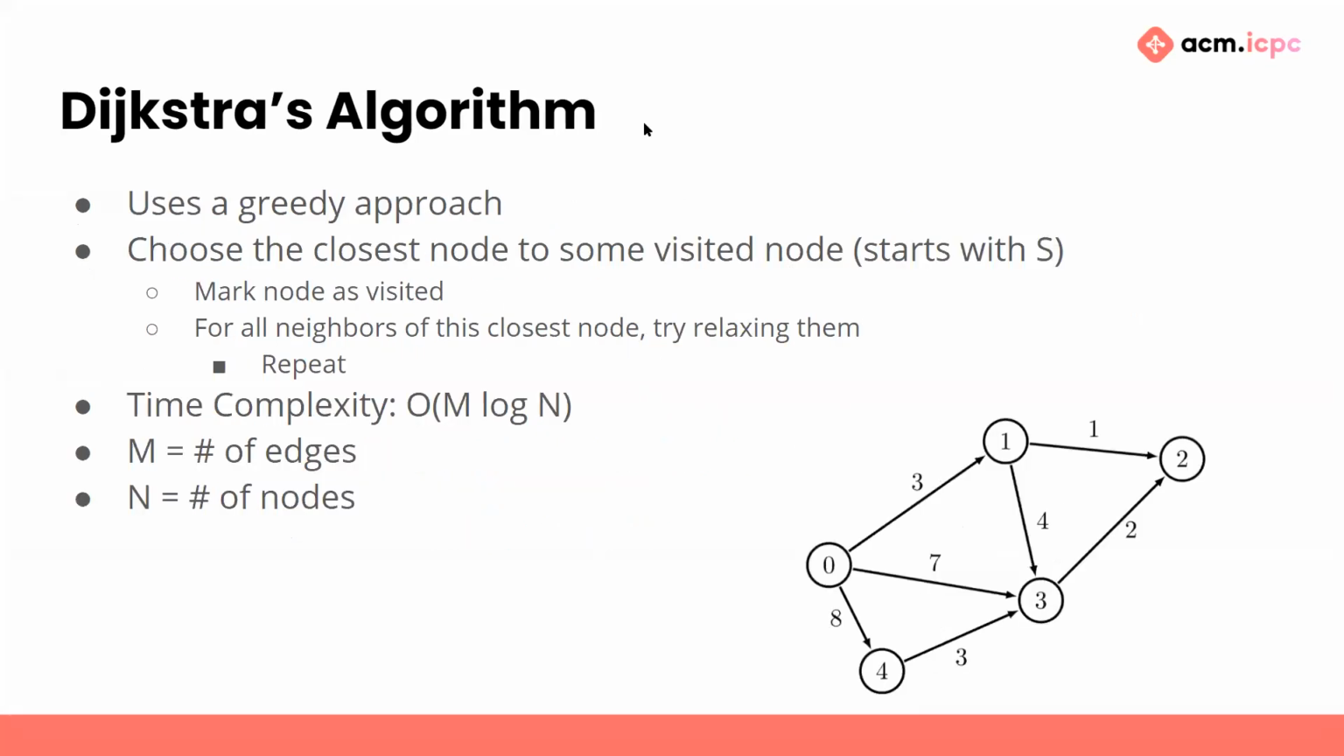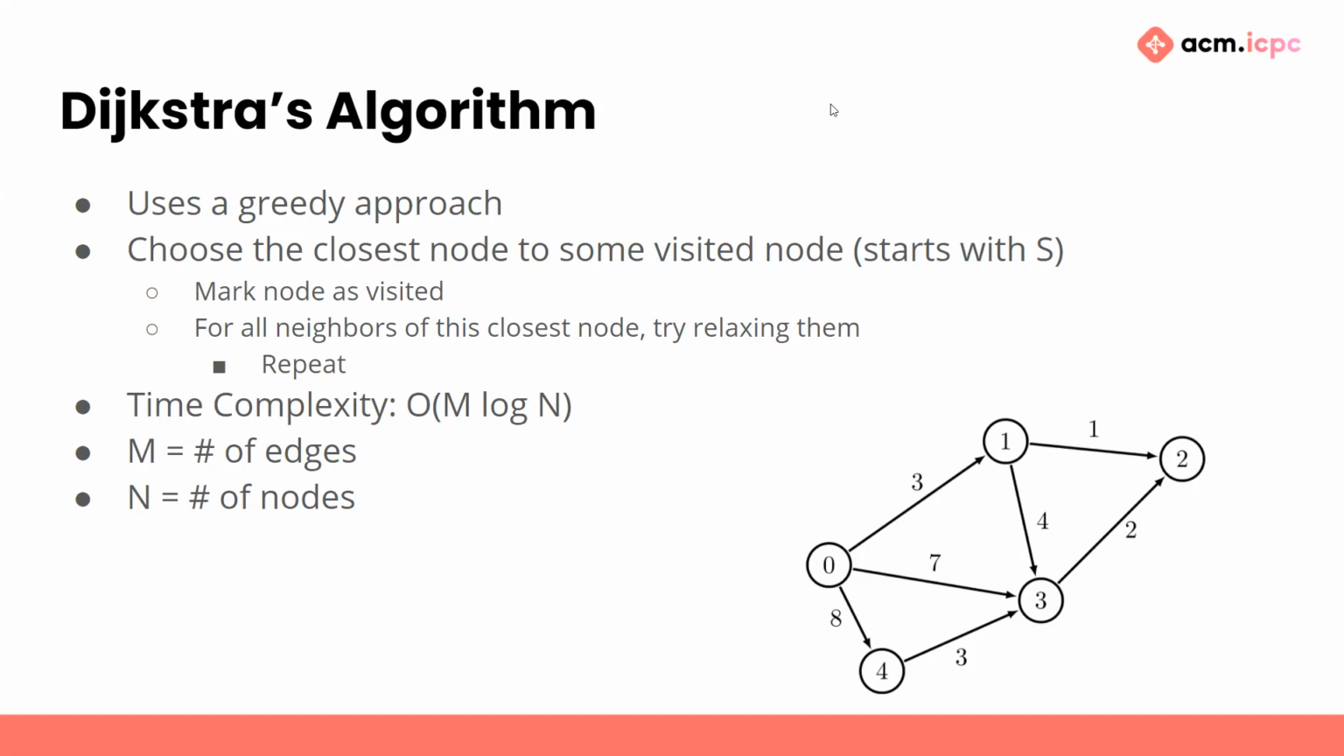Okay, so now onto the actual algorithm. Dijkstra's algorithm uses a greedy approach. In case you're not familiar with what greedy approach means, it's basically saying you want to take at every step the next best available of something. So in this case, we'll be choosing the closest node to some visited node. That would be the greedy approach because we're repeatedly just taking the closest node. And so at every step, we take the closest node to some visited node.